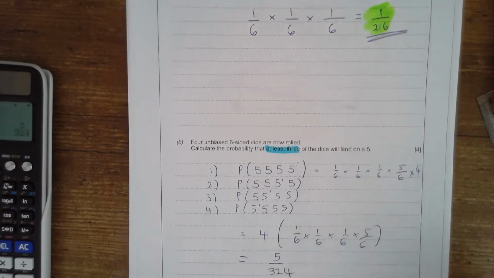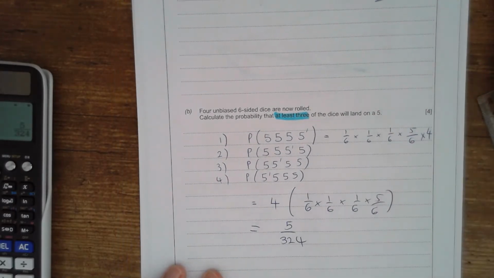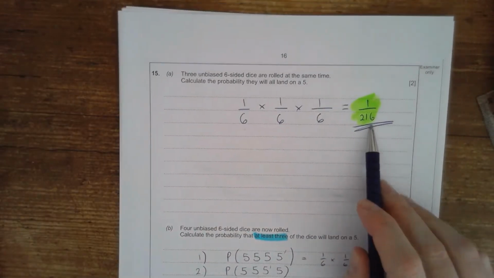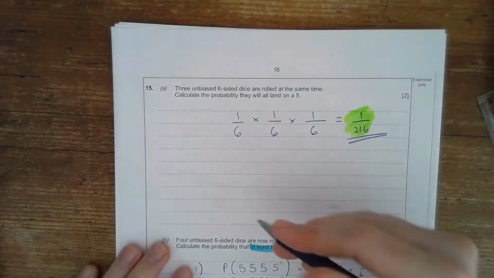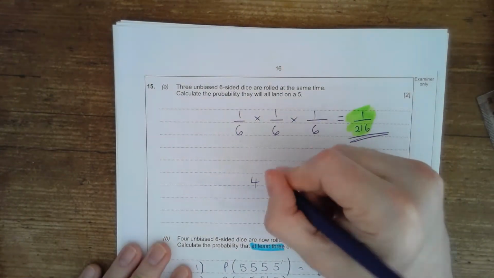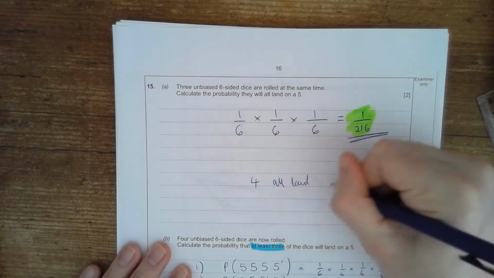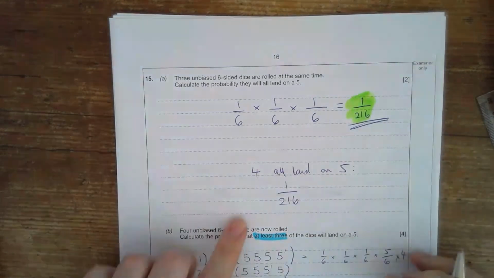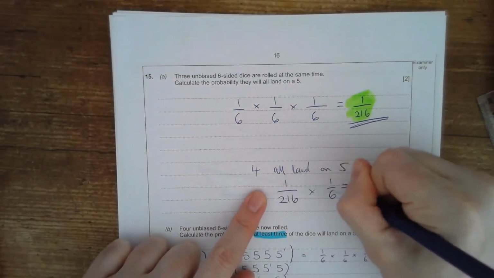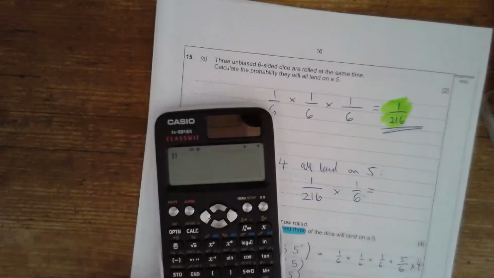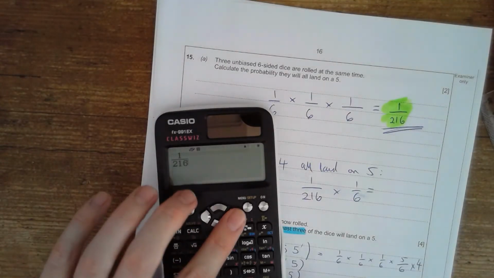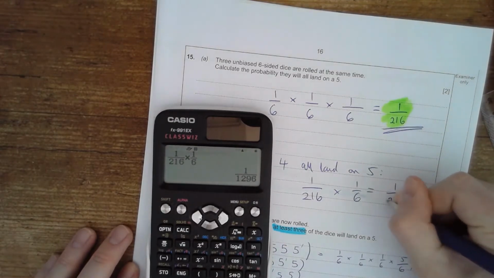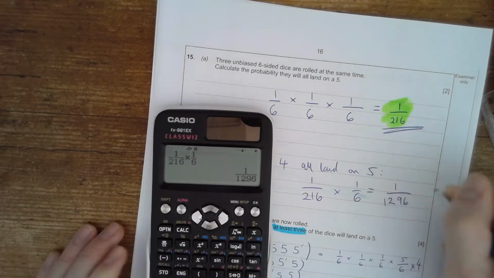so if I then add on to that, sorry, before I add on to that, I just realised I've made a small mistake. This is getting 3. To get 4, 4 all land on 5. Well, we already know what the probability of 3 of it happening is. I times that by 1 out of 6 as well. So if I do 1 out of 216 times 1 out of 6, the chance of me rolling 4 dice and them all landing on 5 is 1 out of 1,296.